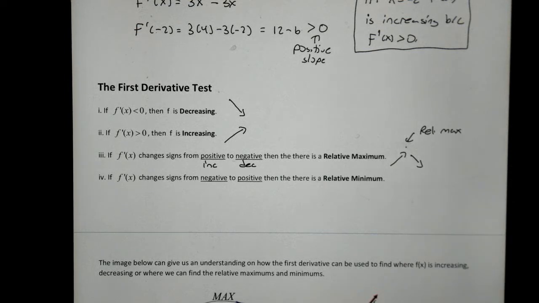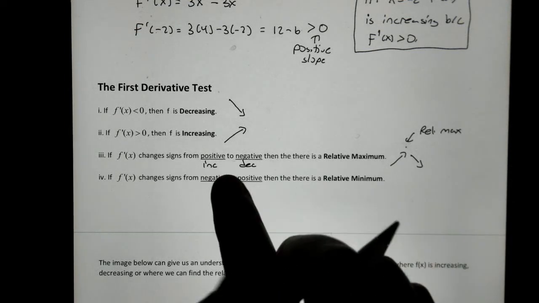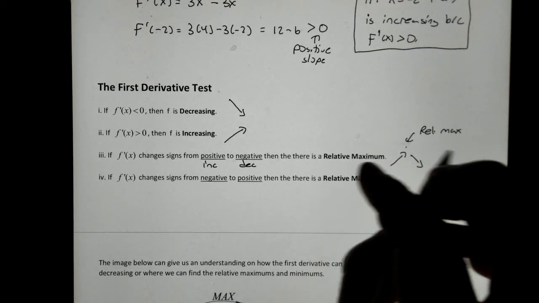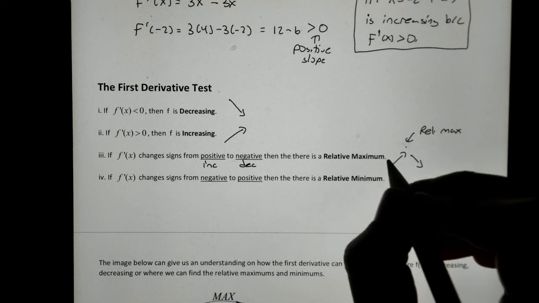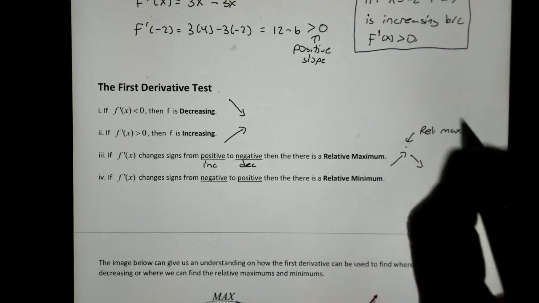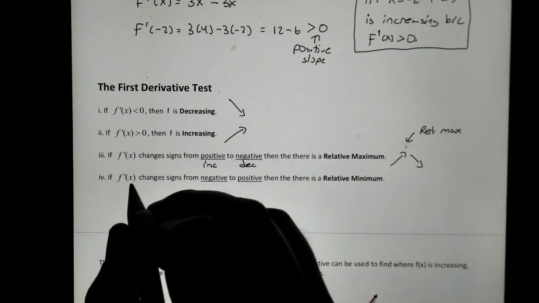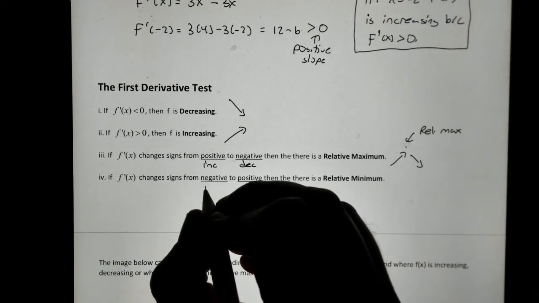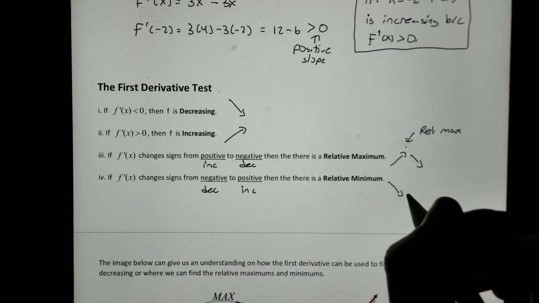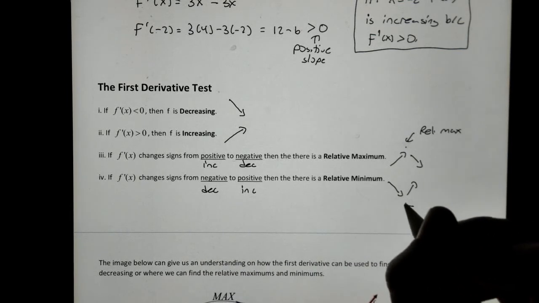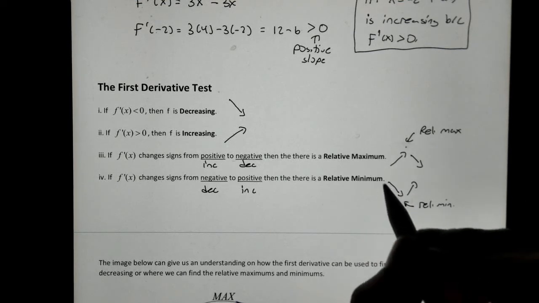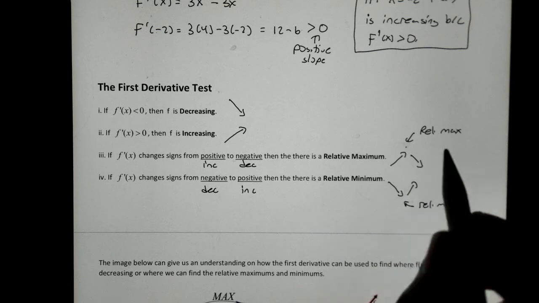And we saw those the other day. Remember, when we talk about relative maximums and relative minimums, we said we had to change direction. And that's what the relatives were. We're changing from a positive slope to a negative slope. We're changing the direction of our function. If the derivative goes from negative, or decreasing, to positive, increasing, then we're going down and then up. At this point, we have what's called a relative minimum because we're going down and then up.